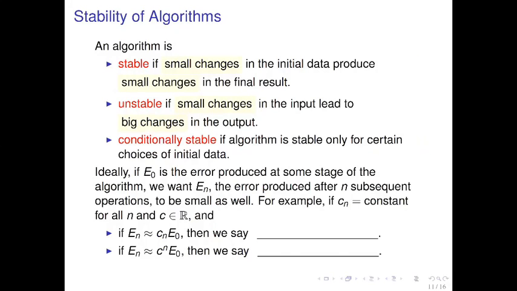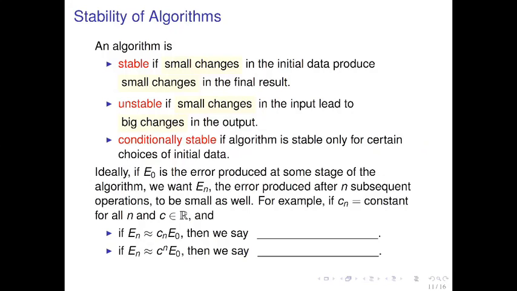A very important thing to look at when we write an algorithm is its stability. An algorithm is called stable if small changes in initial data produce small changes in the final result. It is unstable if small changes in the input can lead to big changes in the output. It's conditionally stable if the algorithm is only stable for certain choices of initial data. And typically, of course, you want your algorithm to be stable. Otherwise, the implementation is really no use.